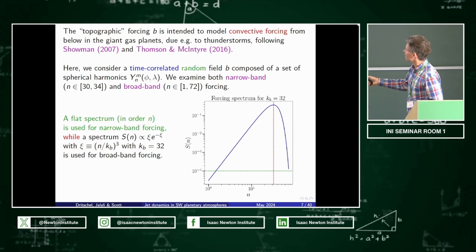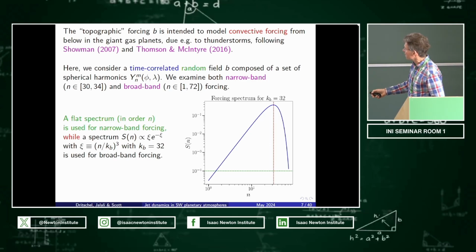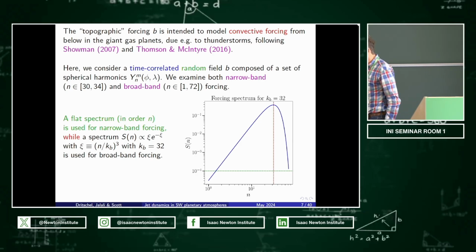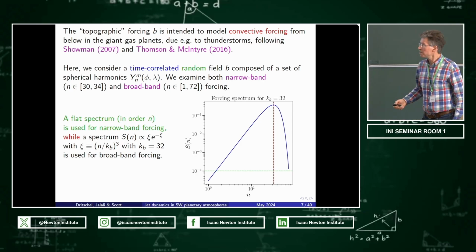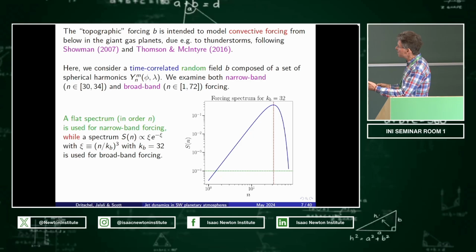So this is wave number 32 forcing on that. So fairly small scale forcing. And a broadband forcing will have this form, some kind of distribution like this, purely cooked up to be nice. But the actual details of the forcing don't really matter, as we will show in a minute.